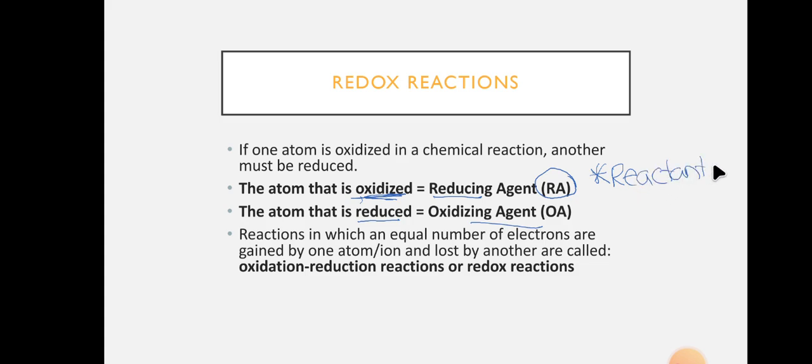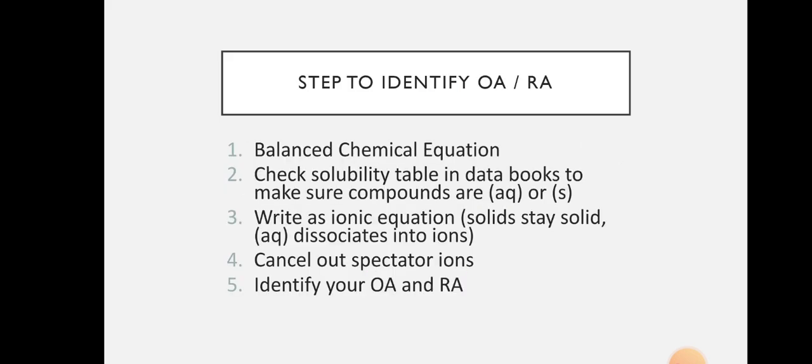So don't look at your products. Products just help us see what's going on. Always look at your reactants. And then this last point down here, where it tells you reactions in which an equal number of electrons are gained by one atom or ion and lost by another, those are oxidation-reduction reactions, which are referred to as redox reactions. So all of our redox reactions are an exchange of electrons.